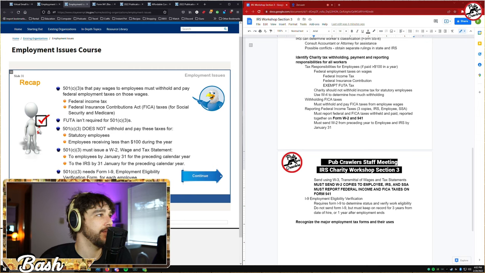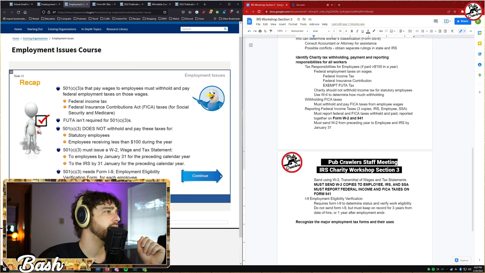So we have to pay wages to employees. Charities that pay wages to employees must withhold and pay federal employment taxes. That's income tax and FICA tax. FUTA isn't required. We do not withhold taxes for statutory employees and employees receiving less than $100 a year. We must issue a W-2 wage statement for the preceding year by the 31st to the IRS and the employee. It did not say a date for the SSA, but I'm assuming it's the same. And then you need to have a Form I-9 eligibility verification on file for 3 years, and then a year after they're fired or quit.